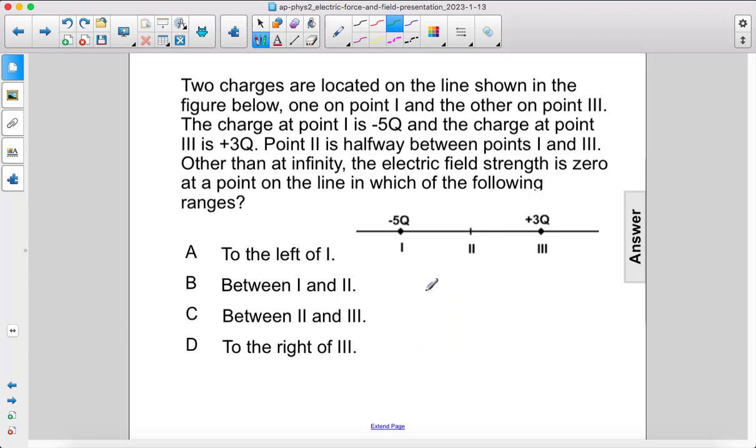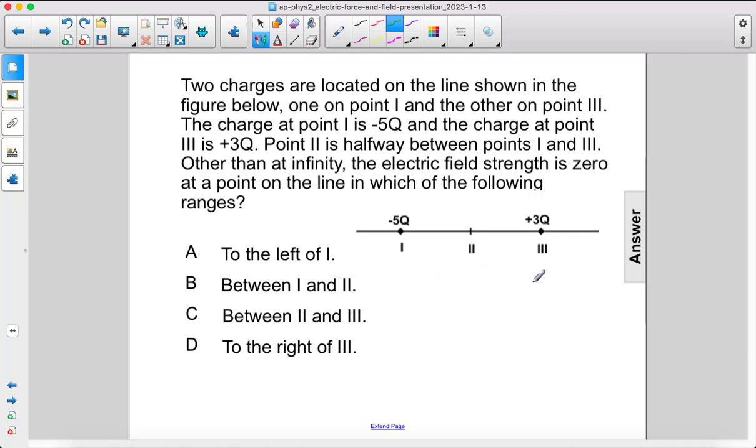Two charges are located on the line shown in the figure below, one on point 1 and the other on point 3. The charge at point 1 is negative 5q, and the charge at point 3 is positive 3q. Point 2 is halfway between points 1 and 3. Other than at infinity, the electric field strength is 0 at a point on the line in which of the following ranges?